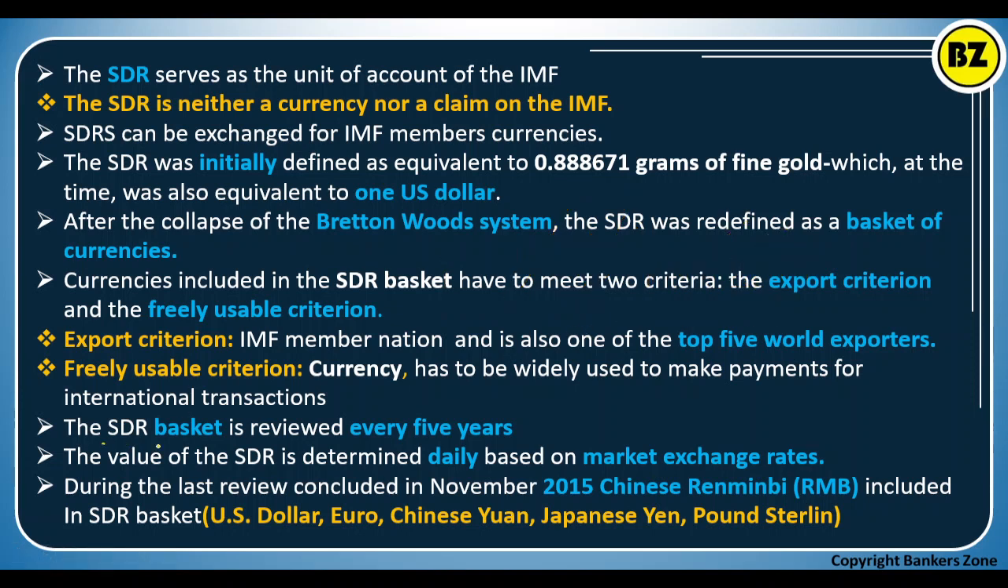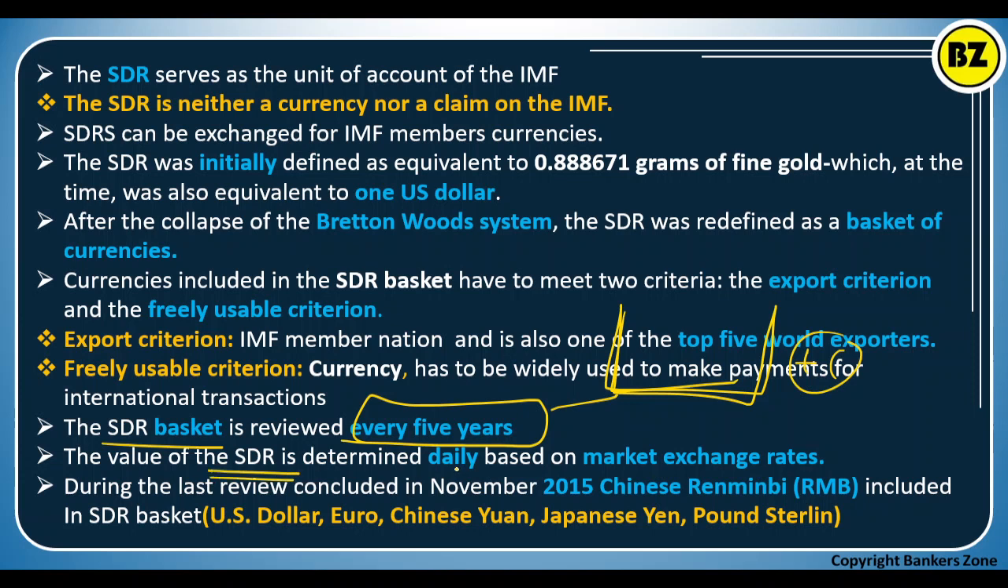Now see, the SDR basket is reviewed every 5 years. Every 5 years they change the basket of currency, and recently they added the Chinese renminbi, or Chinese yuan. The value of SDR is determined on a daily basis on a market exchange rate. During the last review concluded in November 2015, the Chinese renminbi, also called the Chinese yuan, was included in the SDR basket: US dollar, euro, Chinese yuan, Japanese yen, and the pound sterling. These are the currencies currently in the basket that you have to remember.